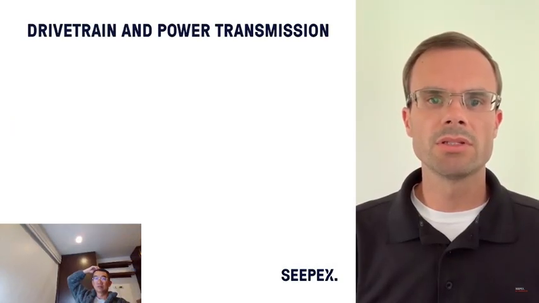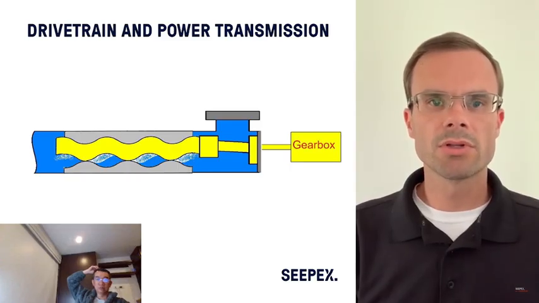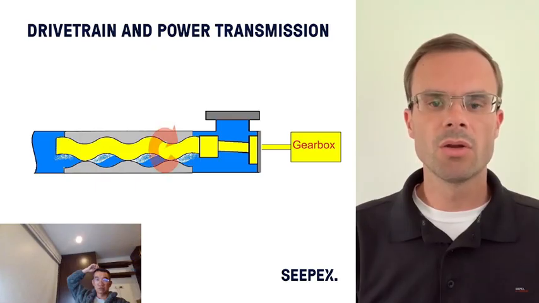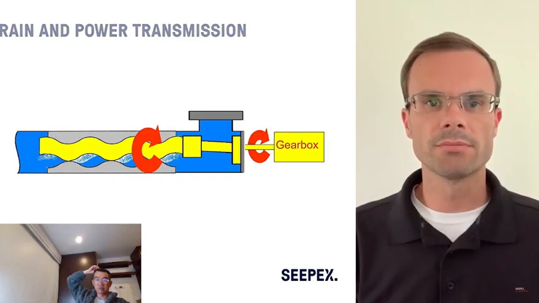Next, we will move on to the drivetrain and power transmission of a PC pump. The drivetrain typically consists of a motor, gearbox, drive shaft, connecting or coupling rod, universal joints, and the rotor. The challenge in a PC pump is the rotor head rotates eccentrically, while the motor or gearbox shaft rotates concentrically. This means we need some type of universal joints to transmit the torque required to turn the pump.